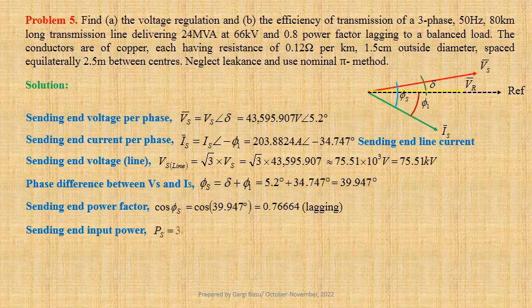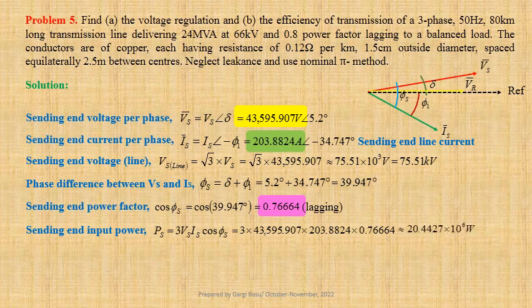Now we shall calculate sending end input power. Ps equals 3 times Vs into Is cos phi s. Using values we get 3 into 43,595.907 into 203.8824 into 0.76664, which is approximately equal to 20.4427 into 10 to the power 6 watts or 20.4427 megawatt.